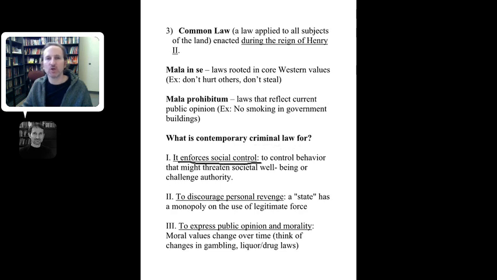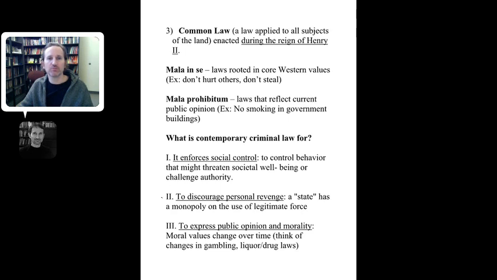One thing criminal law does is it helps enforce social control. So one thing you can argue is that the reason our society works, the reason we're able to do things, get along with each other, make exchanges and agree, is that behavior that might threaten this order might need to be controlled. Okay, so it allows societal well-being because threats are diminished.